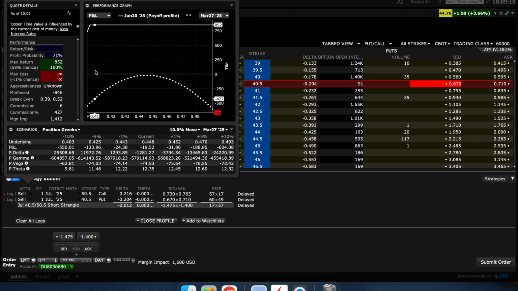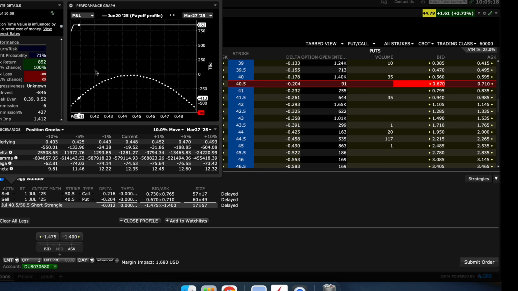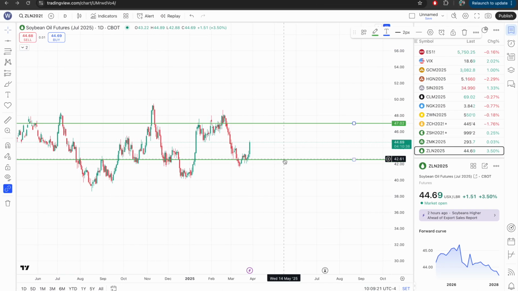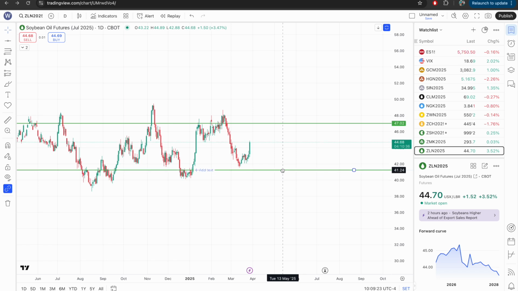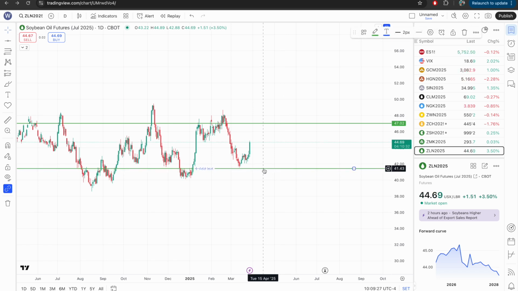425 will be right here, so 0.41. So it's actually 0.41, almost 0.415. So right here. So this is a pretty good stop loss here.